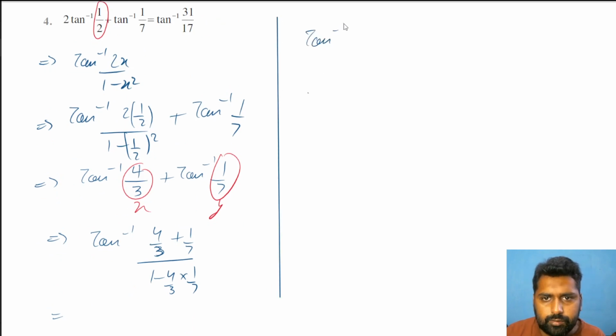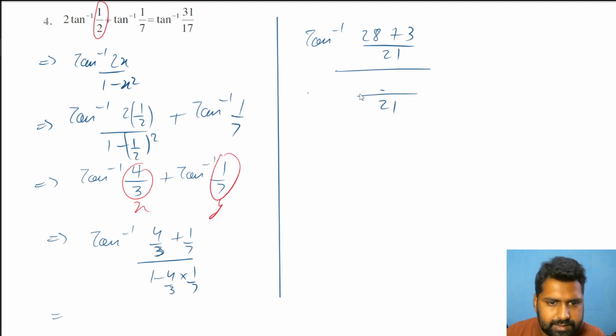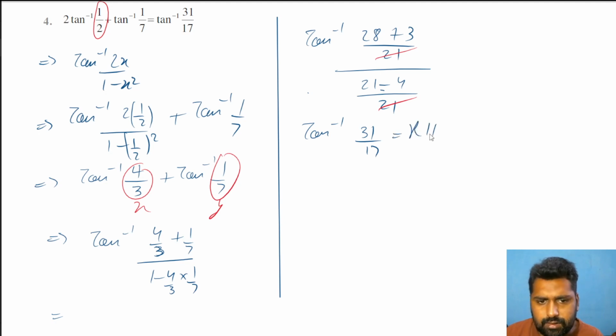So tan inverse, that becomes 28 plus 3 upon 21. Denominator also becomes 21 by LCM, 21 minus 4. So tan inverse 31 by 21 upon, we don't even have to write 21. Let's cancel denominator with denominator. So tan inverse 31 by 17. That's your RHS. So anyway, we got it. All right, this is done.